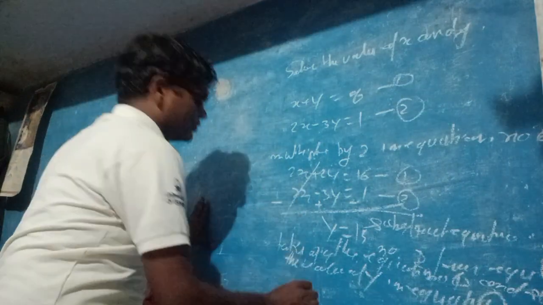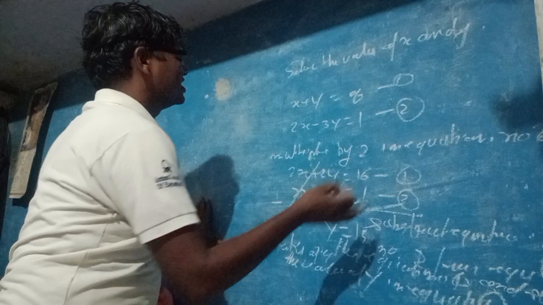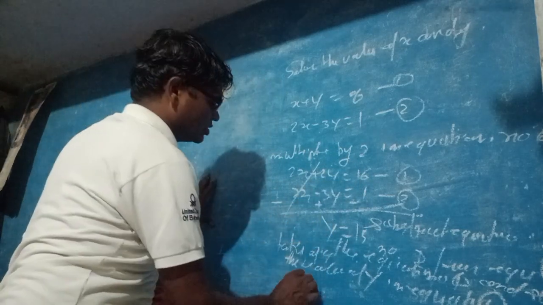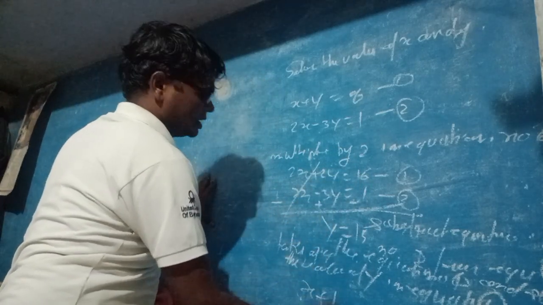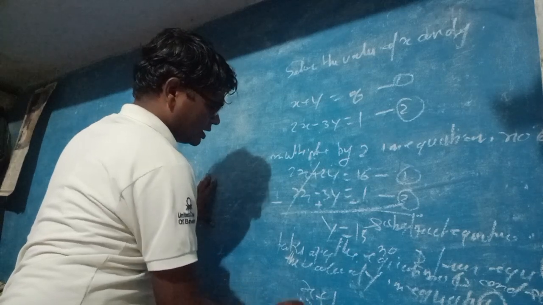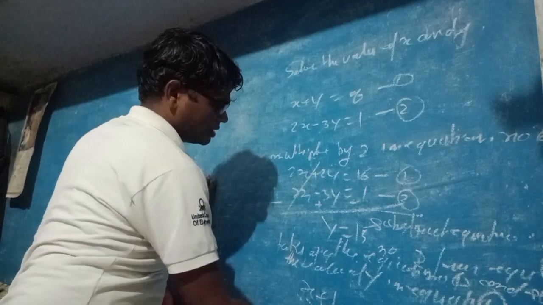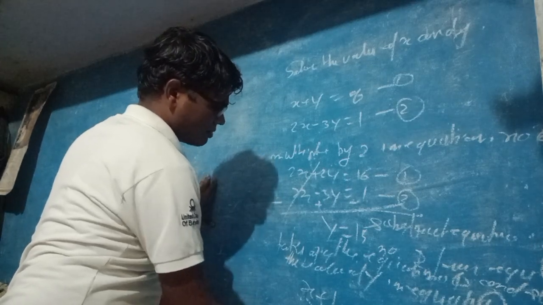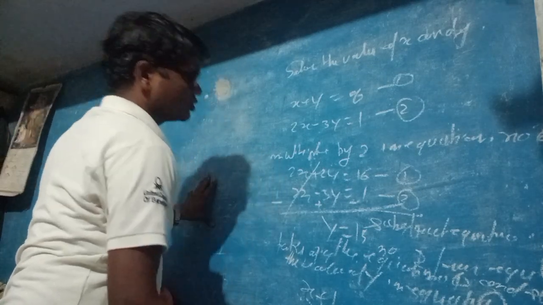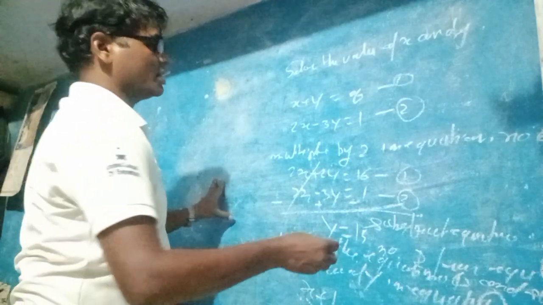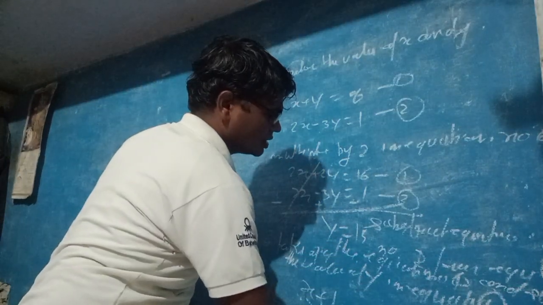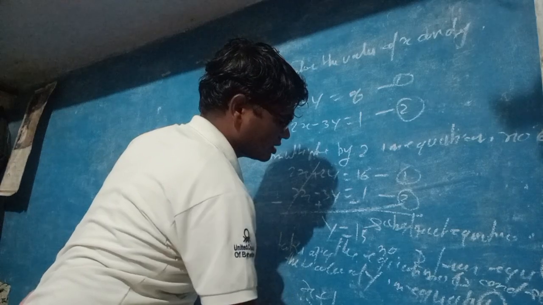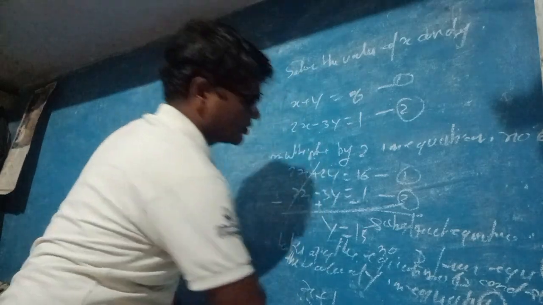We can substitute the value of y in equation 1, or either take equation 2, any equation we can. So x plus 15 is equal to 8. So x is equal to 8 minus 15. So x is equal to minus 7. So this is the answer: x is equal to minus 7 and y is equal to 15.